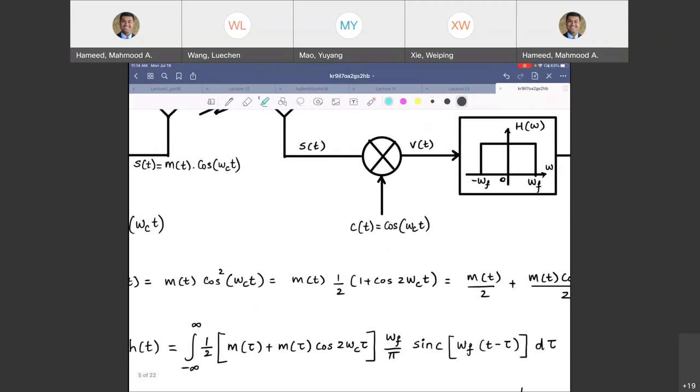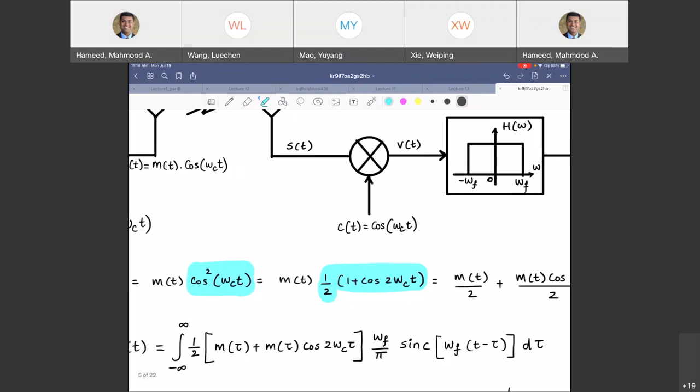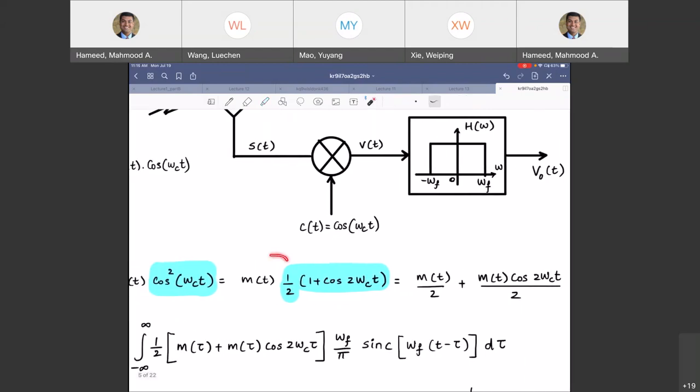This identity I want you guys to be very comfortable with. Cosine squared x equals (1 plus cos 2x) divided by 2. Trig identity, which will be used many times here. M of t remains as is. You have just used the trig identity to write cosine squared as 1 plus cos 2 omega ct divided by 2. Now, when you multiply this out, what do you get? M of t divided by 2 plus M of t multiplied by cosine 2 omega ct divided by 2 over here as well.